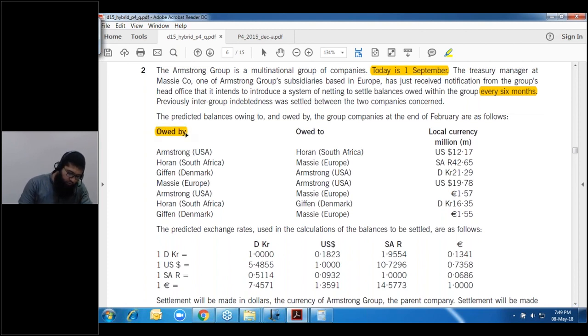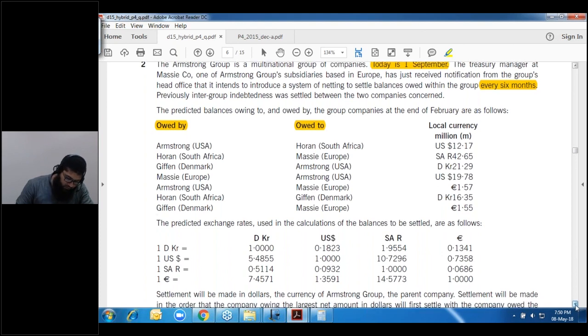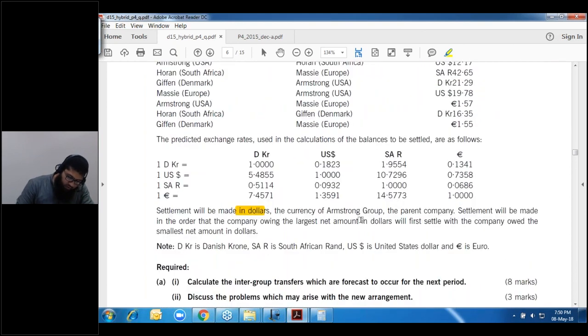This shows who is going to be payable to whom, and this is receivable by, in local currency. The predicted exchange rates and the calculations of the balances to be settled are as follows. Now, what does the question say? Settlement will be made in dollars, the currency of Armstrong's parent company. Settlement will be made in the order that the company owing the largest net amount in dollars will first settle with the company owed the smallest net amount. DKR is the Danish krone, SAR is South African rand, USD is United States dollar, and Euro is Euro.